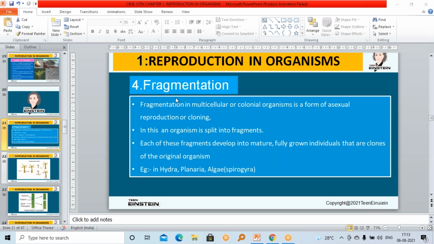Now let's move to the next method of asexual reproduction. We had just started in the last class, but today we will start from fragmentation. Okay, up to this it's clear, right? Do you have any doubt? If I'm asking something, please respond, okay, so that I can move to the next topic. So we'll move to fragmentation.